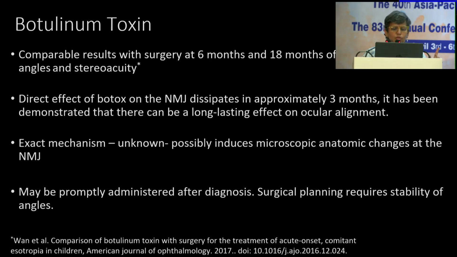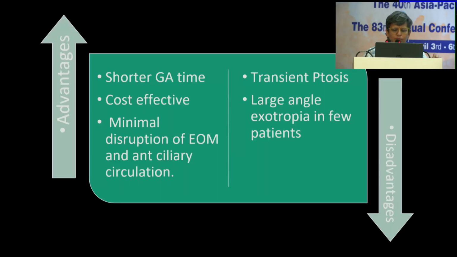The exact mechanism is not known, but probably it induces microscopic anatomic changes at the neuromuscular junction, and it should be promptly administered after diagnosis. Both my study and Dr. Sandra Ganesh's studies feel that improvement with botulinum toxin is much better if you have given it early in the course of disease, and if the angles are mild to moderate, and not those who come back with 60 and 45 and 60 prisms.